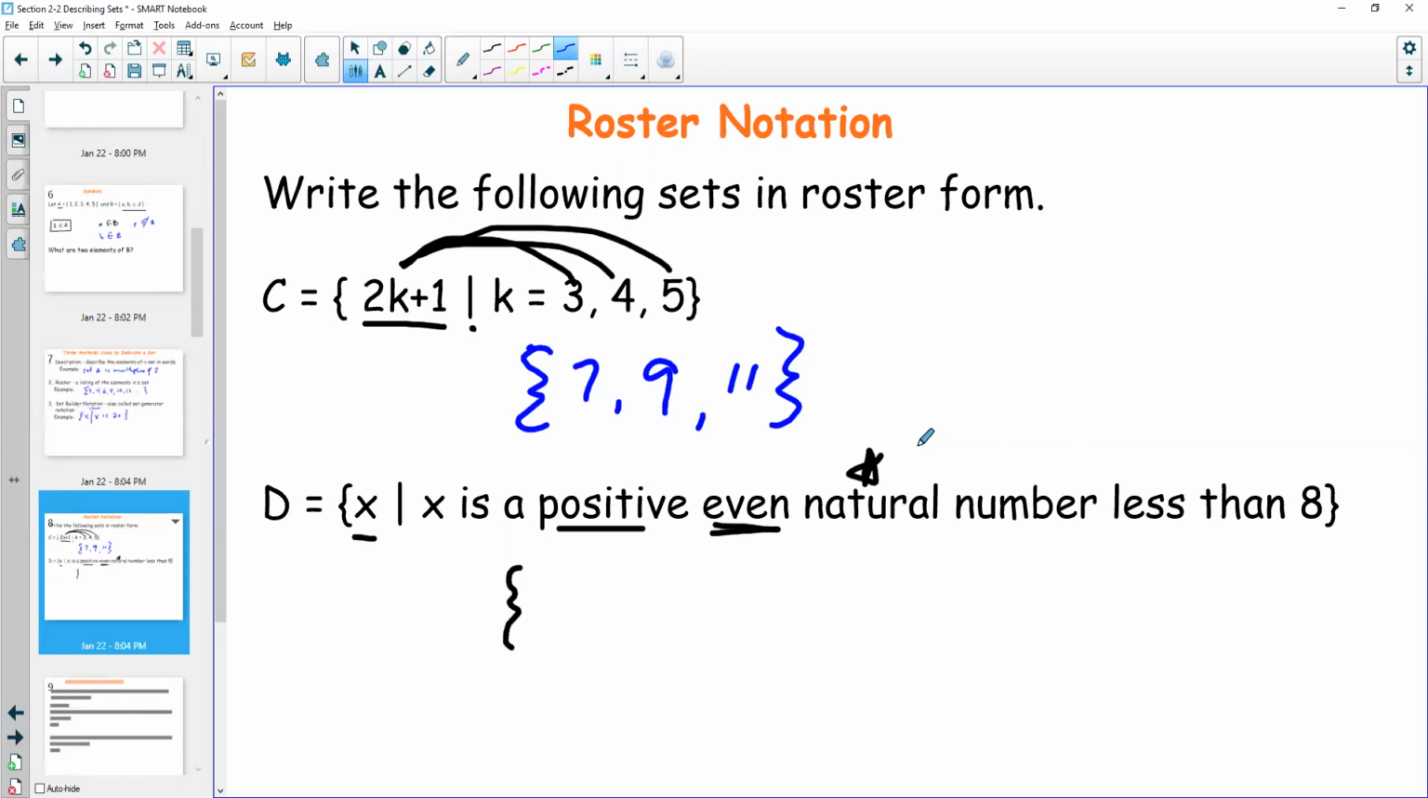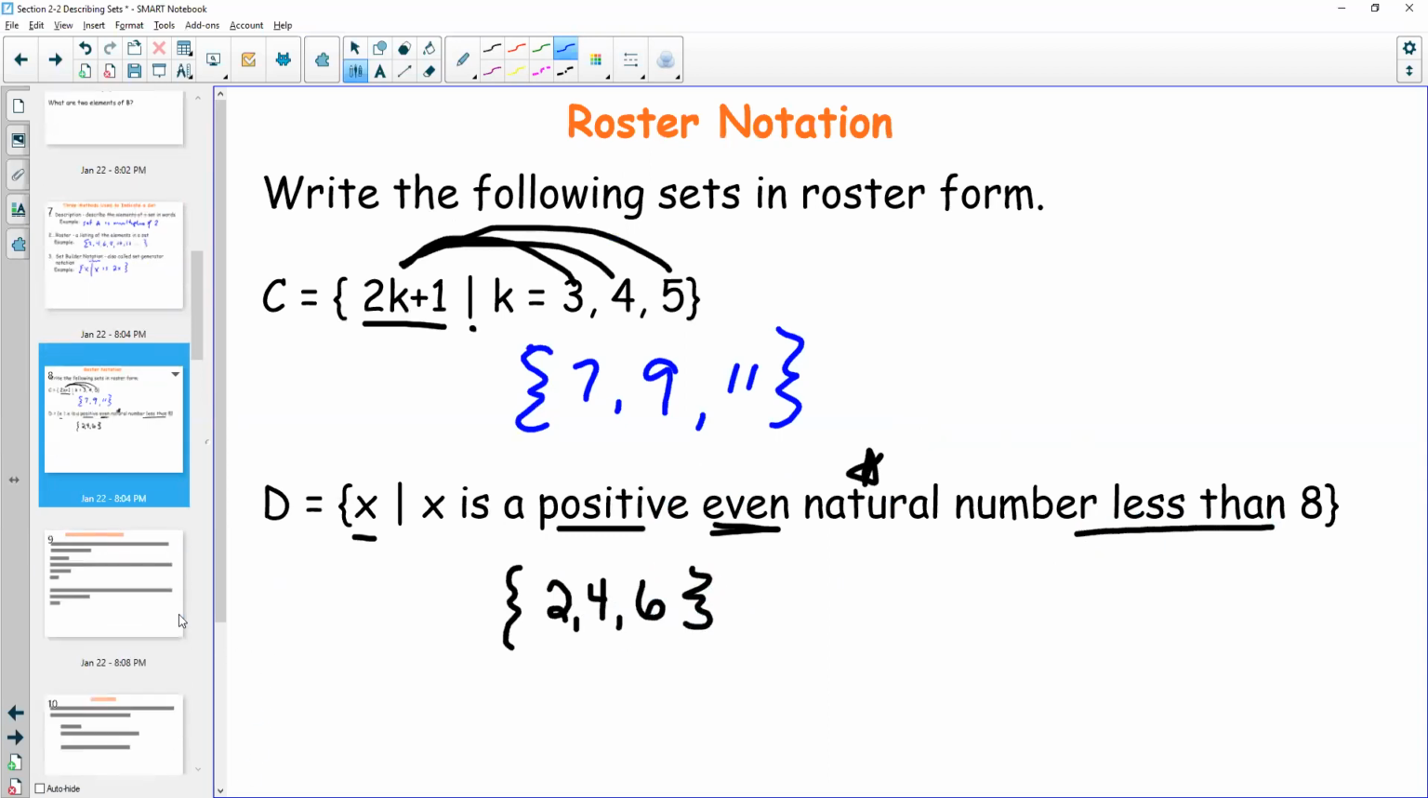We can't count negative 3. Natural numbers start at 1 and count up by whole numbers. So 1, 2, 3, 4, 5, 6, 7, 8. So we need it to be positive, even, and natural. So let's see. I would start with 2, 4, 6, and then do I include 8? No, it's got to be less than 8. So there's our set. There's our roster.